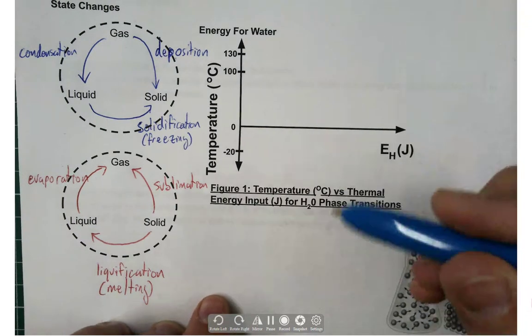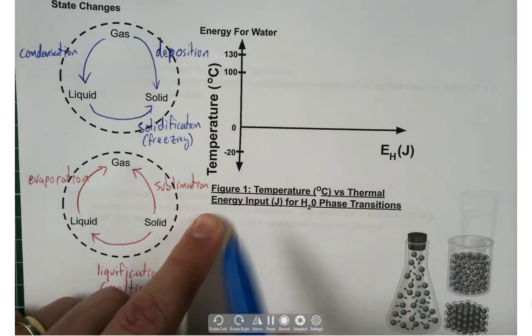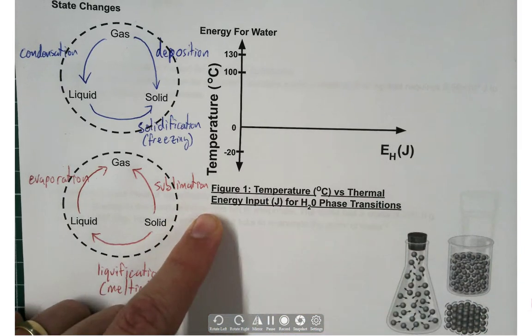Okay, here's another thing. H2O. I got this temperature chart. It says figure 1, temperature in degrees Celsius versus thermal energy input in joules for H2O for phase transitions. Boy, that's a real mouthful.